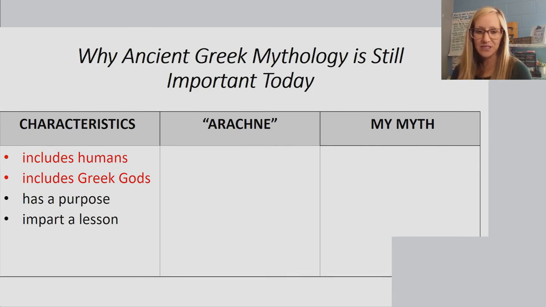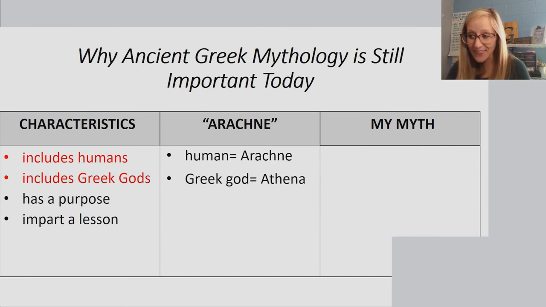And think about the purpose of the story. What natural phenomenon did Arachne explain? What animal did the human turn into? That might help you. And what was the overall lesson in Arachne? Because those are the characteristics, again, of a Greek myth. All right, and let's review. Our human was Arachne, and our Greek goddess was Athena. Again, she was the goddess of craftsmen.